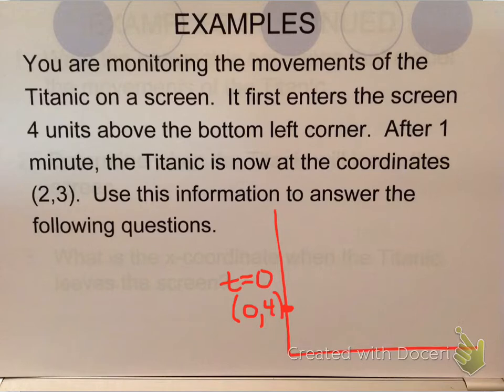And then it says 1 minute later, the Titanic is now at the coordinates 2, 3, so somewhere right around there. So it's at the point 2, 3 now, but we also know it's there at time equals 1. And so that tells us what direction the Titanic is moving across the radar screen. So we can watch it move from here to here, and then from here to the next position, all the way across the screen. And so what we're going to do is we're going to use that information to answer these questions.